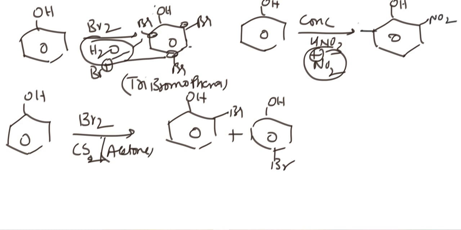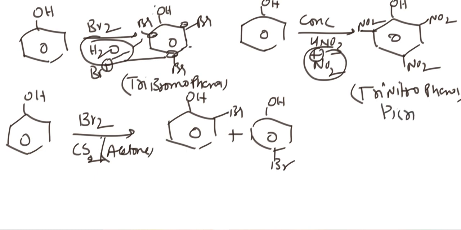OH, NO2, NO2, NO2. This is called trinitrophenol, or also called picric acid. Okay, so this is an important thing, and please remember it. And there is no ortho or para product separately.